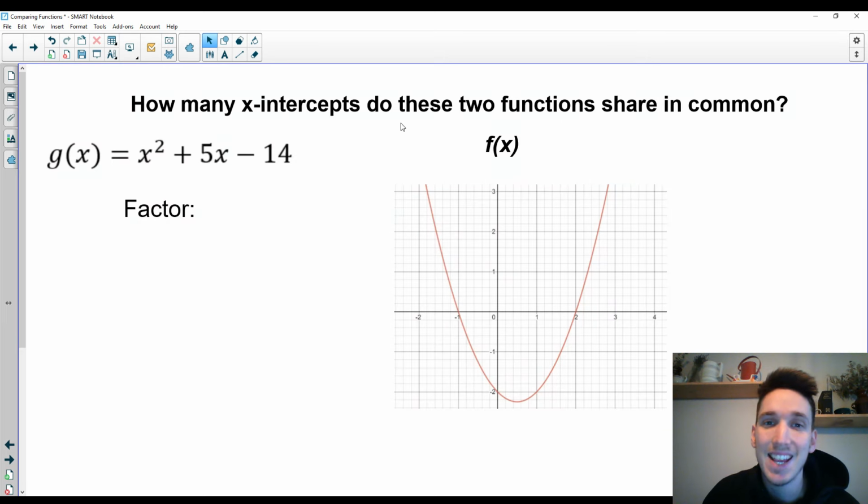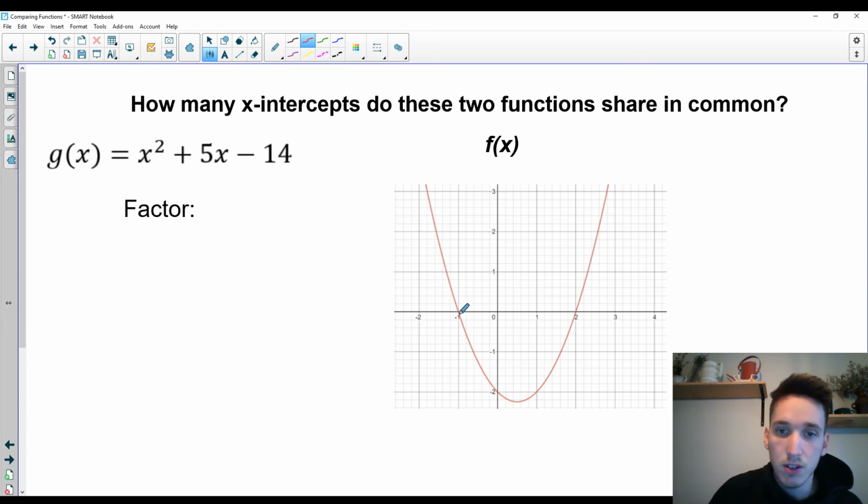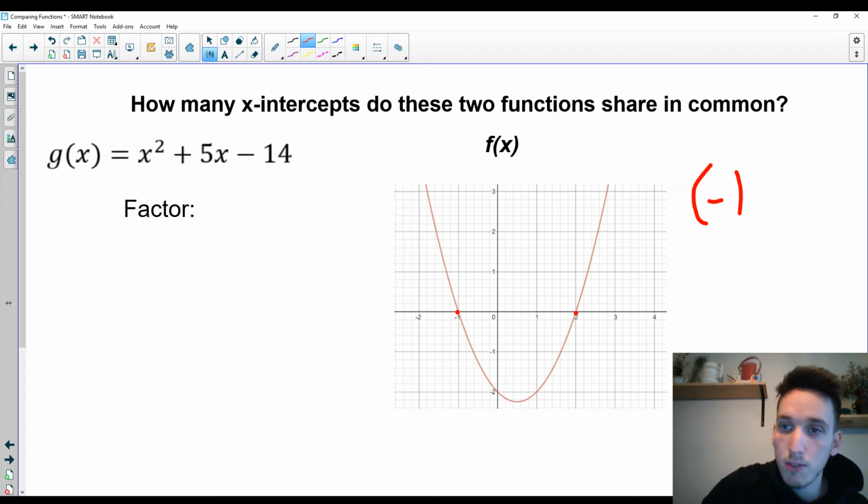So how many x-intercepts do these functions share in common? So this is a different question, right? We're not talking max or min in this case. We're talking x-intercepts, right? Again, we have a function as an equation and as a graph, two completely different quadratic functions, right? g of x, f of x. If we start with the graph, we see one x-intercept here, and we see the other x-intercept here. So our x-intercepts for the graph are -1, 0, and 2, 0.